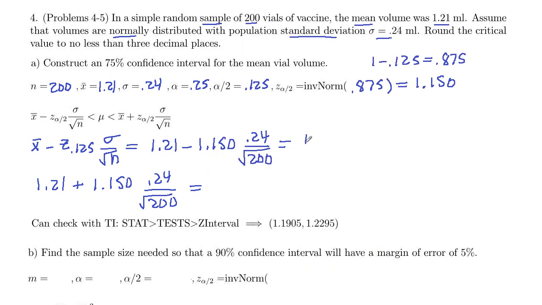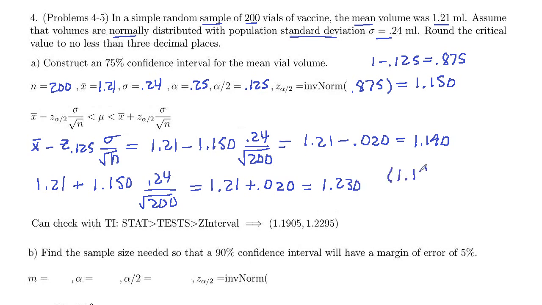So this will be 1.21 minus 0.020, and this will be 1.21 plus 0.020. So 0.21 minus 0.02 is 0.19, so this will be 1.190. And then this will be 1.230. So our 75% confidence interval is 1.190 to 1.230.